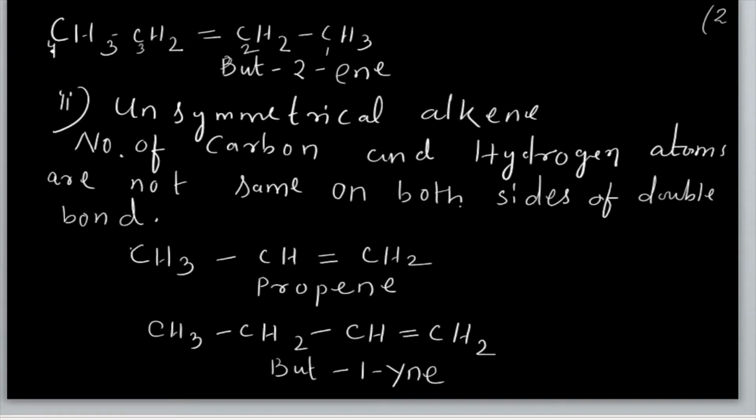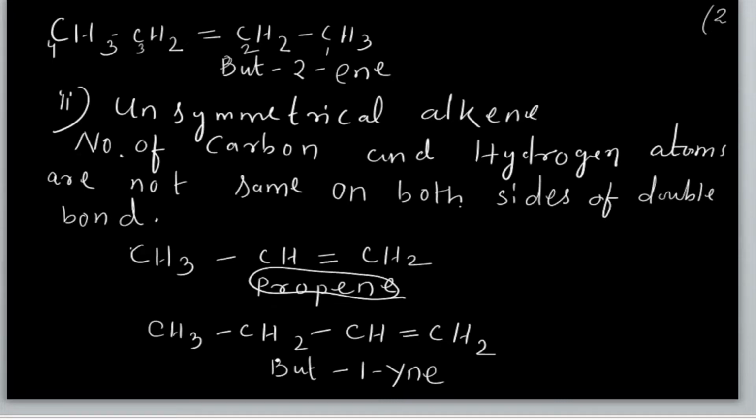Then come to what is unsymmetrical alkene. If the number of carbon and hydrogen atoms are not the same on both sides of the double bond, you see the double bond, on the left side you count carbon and hydrogen, and on the right side also you count carbon and hydrogen. See here in propene, 2 carbon, 4 hydrogen on one side, and 1 carbon, 2 hydrogen on the other. What is the name? Propene. This propene has the structure CH3, CH double bond CH2.